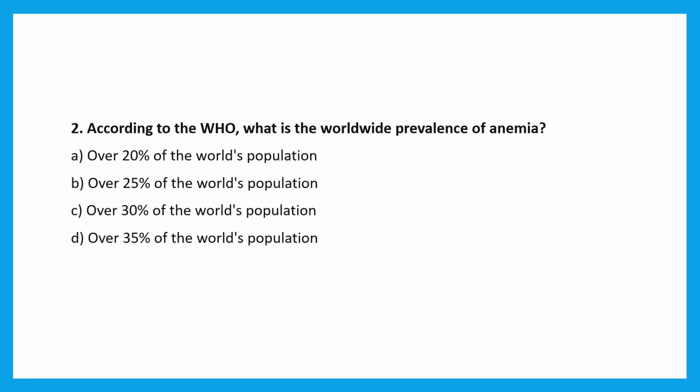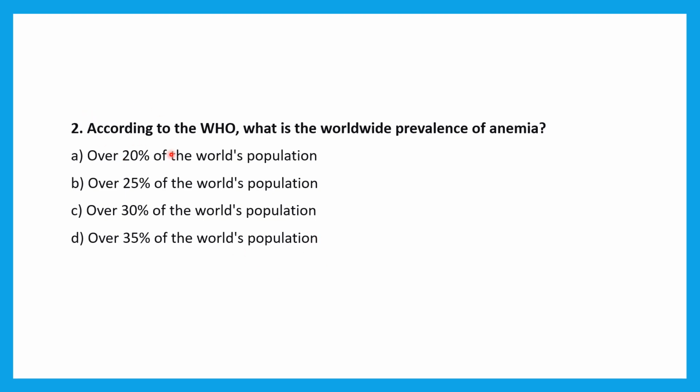According to the World Health Organization, what is the worldwide prevalence of anemia? A, over 20% of the world's population. B, over 25% of the world's population. C, over 30% of the world's population. And D, over 35% of the world's population.